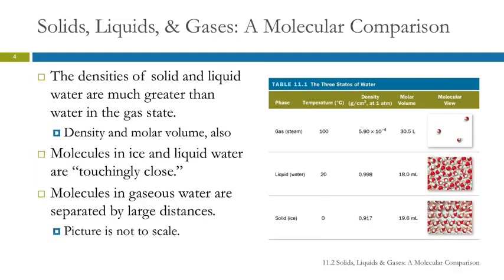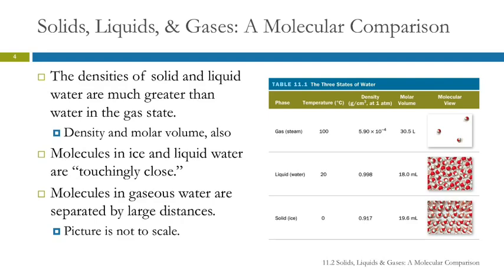So a brief review of the three states of matter: solids, liquids, and gases. Solids and liquids have particles that are touchingly close, and so they are more dense than gases. In the gas state, the particles are separated by large distances.